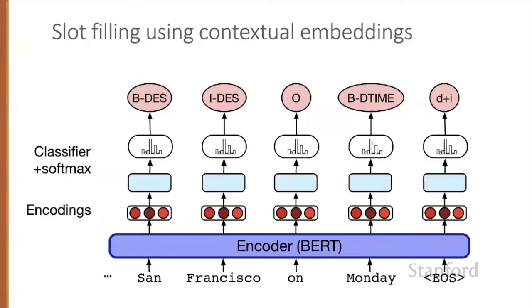Given this training data, here's a simple architecture for slot filling. The input is a series of words, W1 through WN, which is passed through a contextual embedding model to get contextual word representations. This is followed by a feed-forward layer and then a softmax at each token position over possible BIO tags. So the output will be a series of BIO tags for each input token.